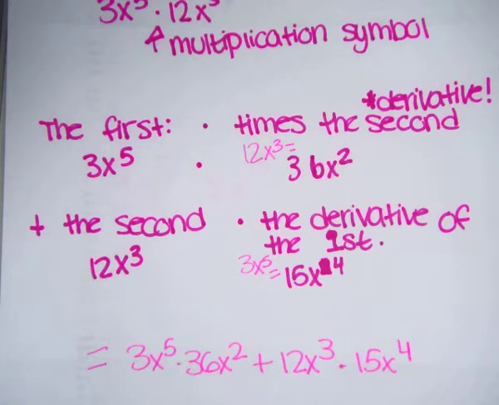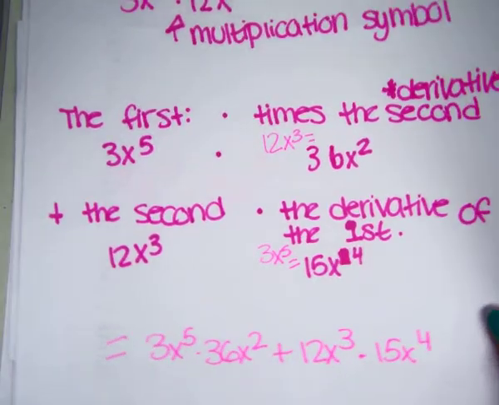Okay, so wait, I'm a little confused. How do you get 36x squared? Isn't 12 times 2 24? No, it would be 12 times 3, because you take... Oh, so you multiply by the exponent before you subtract 1 from it. Yep. Okay, makes sense.